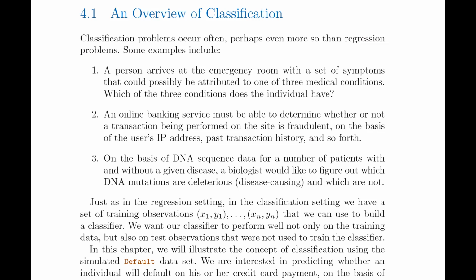And moving to the final example, on the basis of a DNA sequence for a number of patients with and without a given disease, a biologist would like to figure out which DNA mutations are, and this is a new word for me, deleterious, which apparently means disease causing, and which are not. So you're linking what kind of DNA strands, what kind of DNA encoding actually causes a specific disease.